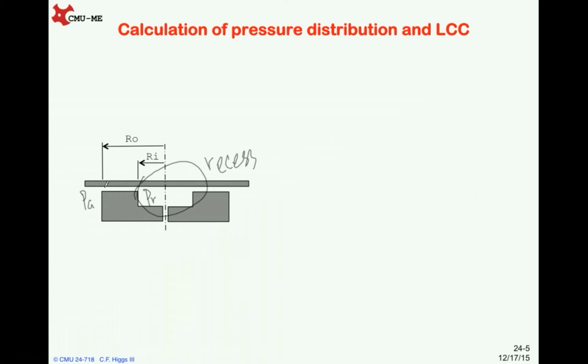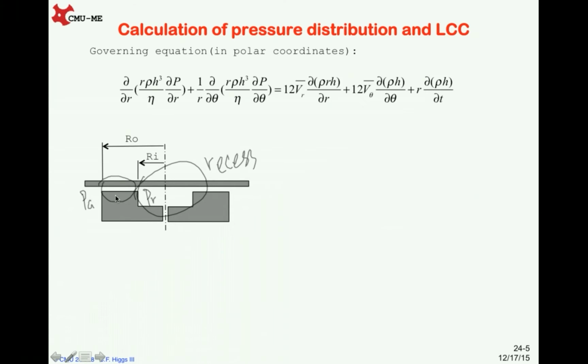But we need to pay special attention to the annulus region, which is in between, because we need to know the pressure distribution and how the pressure develops from PA to PR. To do this analysis, we should first look at the governing equation, the Reynolds equation. Here I'm showing you the Reynolds equation defined in polar coordinates.